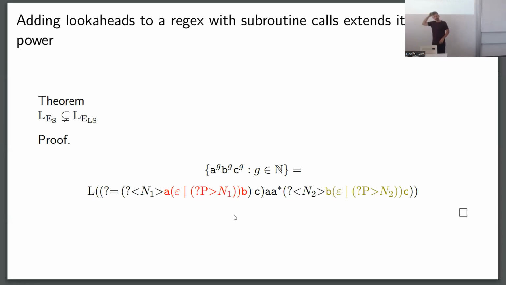So using just subroutine call and lookahead, we are able to match some context-sensitive language which is not context-free. So I hope this proof is enough, or this way it's enough.